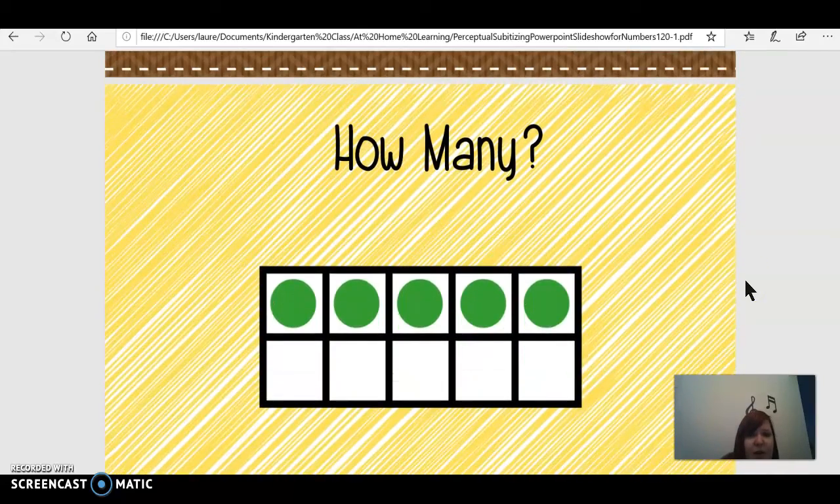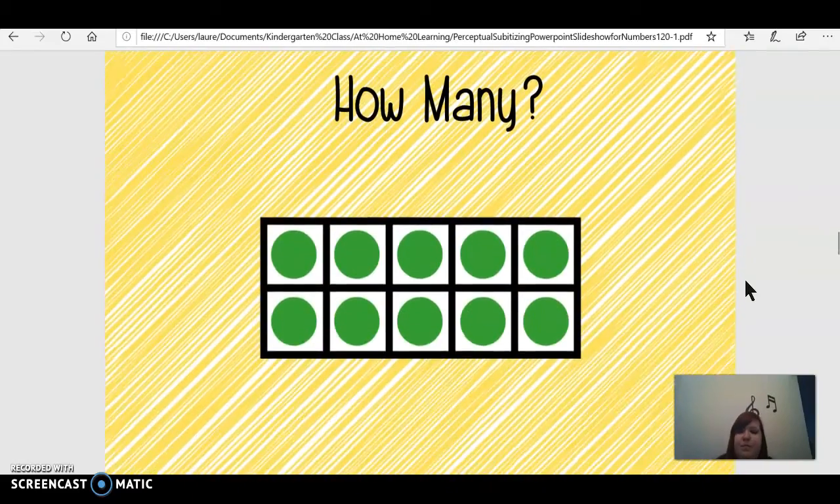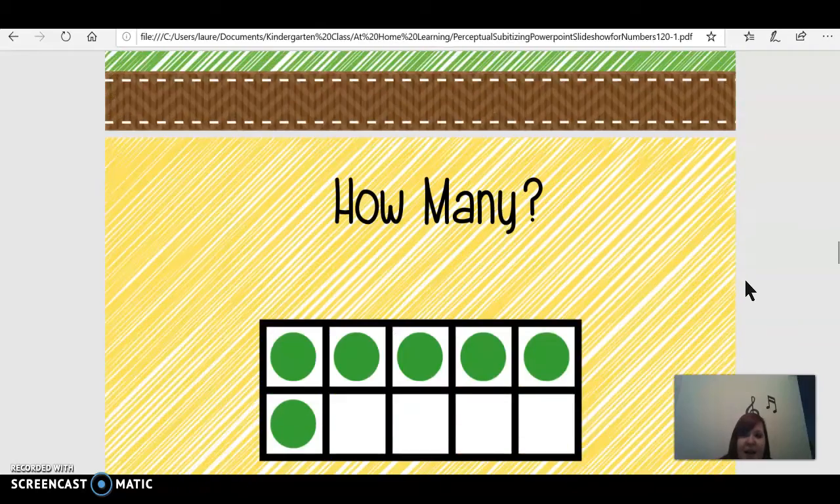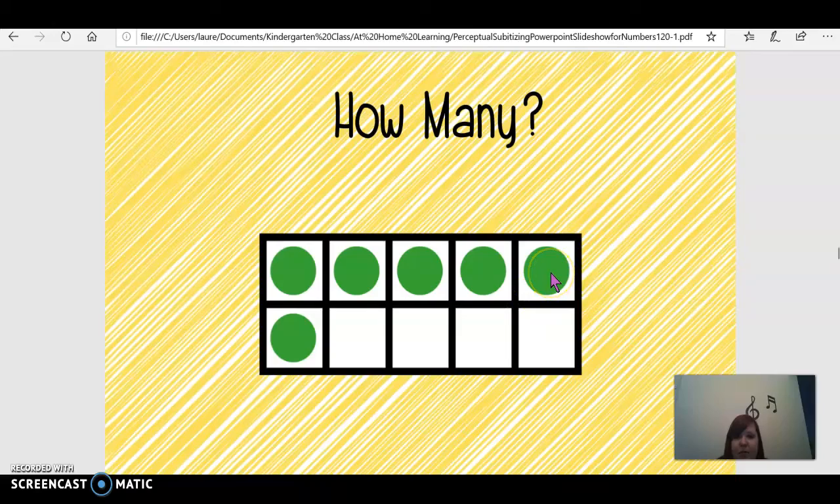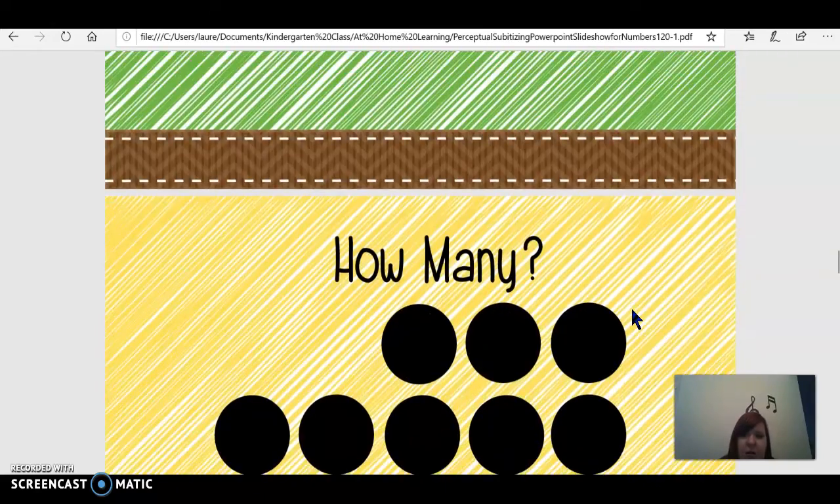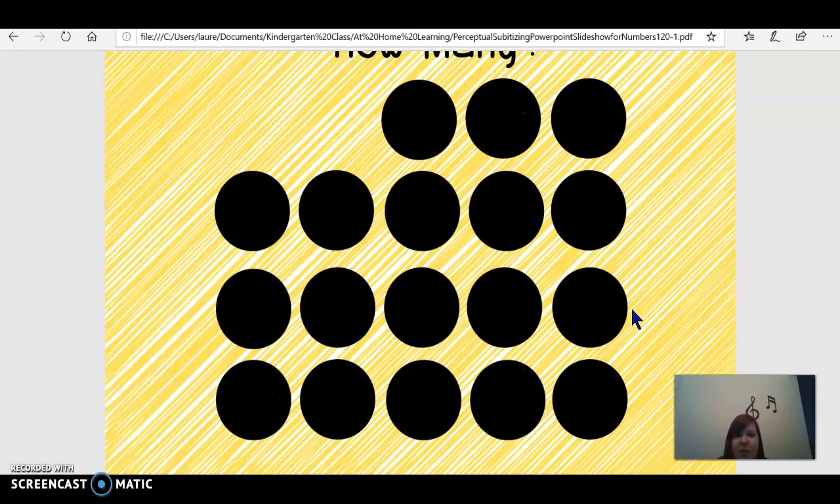Oh, 5 group way, that is 5. Same with this one. 10 frame. You know that there are 10. 5 group way plus 1 more is 6. Okay, we'll do this last one. Then time will be up. Wow, it's a lot. Let's see how fast you can count them.